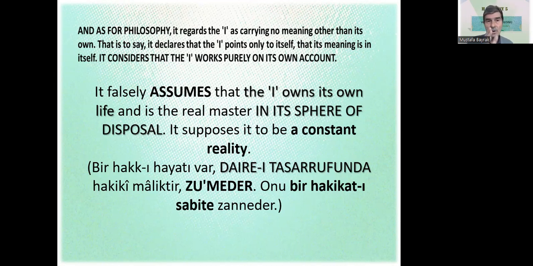Now, this perspective falsely accepts that the ego owns its own life and is the real master in its sphere of disposal, possessions. It supposes it to be a constant reality. In fact, they indicate another being. Yes, they are not constant, but they show another being.